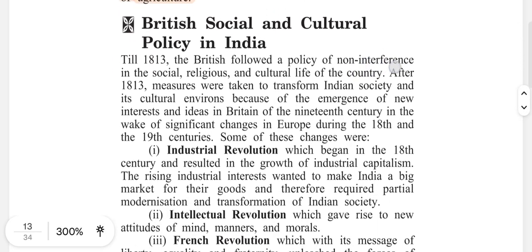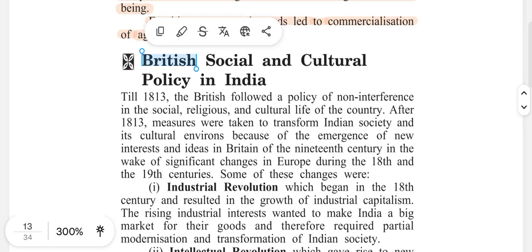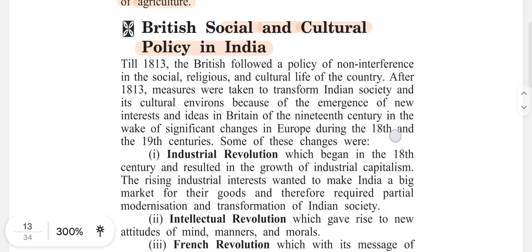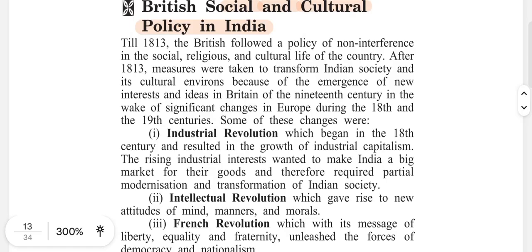British social and cultural policy in India till 1813. The British followed a policy of non-interference in the social, religious, and cultural life of the country. After 1813, measures were taken to transform Indian society and its cultural environs because of the emergence of new interests and ideas in Britain of the 19th century, in the wake of significant changes in Europe during the 18th and the 19th centuries.